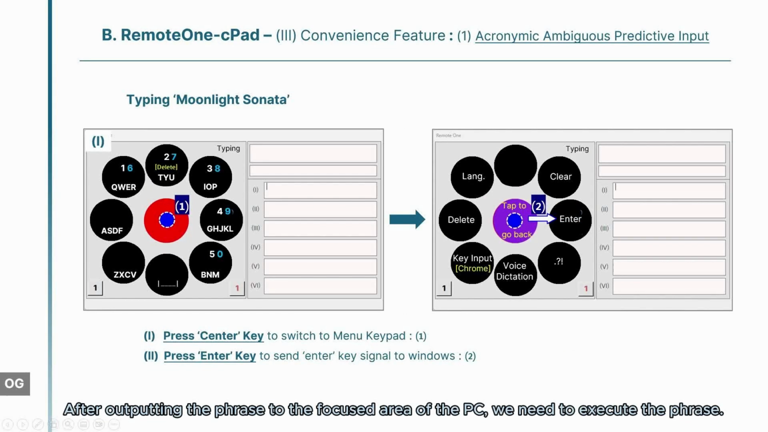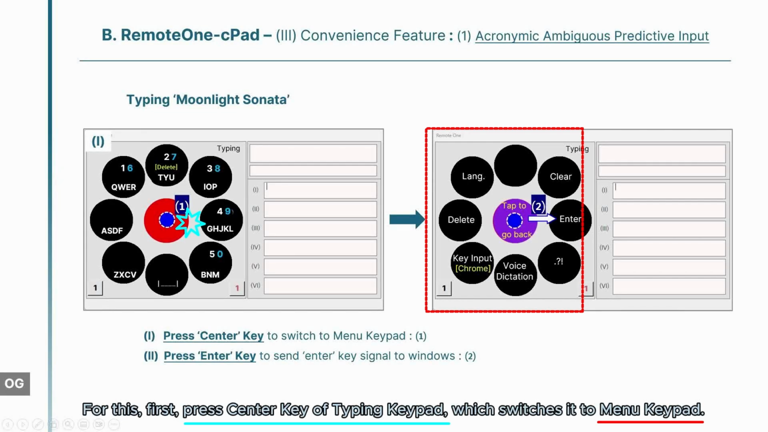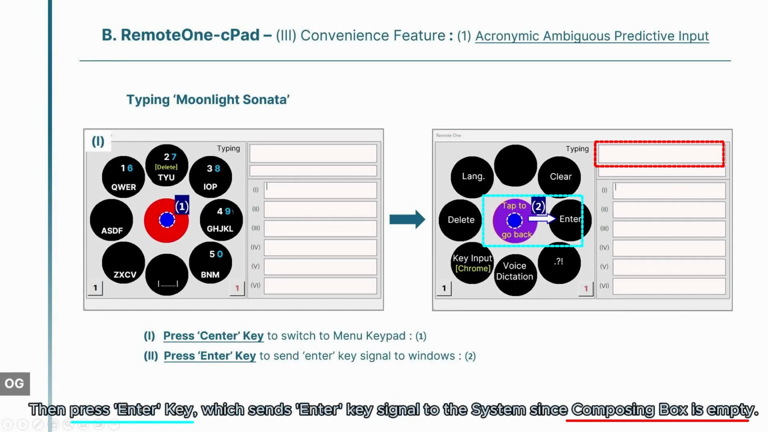After outputting the phrase to the focused area of the PC, we need to execute the phrase. For this, first, press the Center key of the typing keypad, which switches it to the menu keypad. Then press the Enter key, which sends the Enter key signal to the system since the composing box is empty.